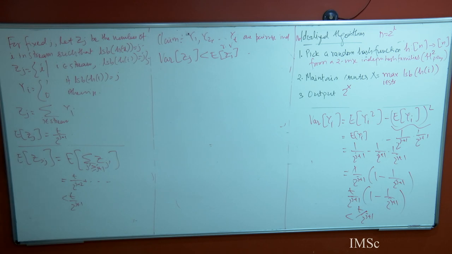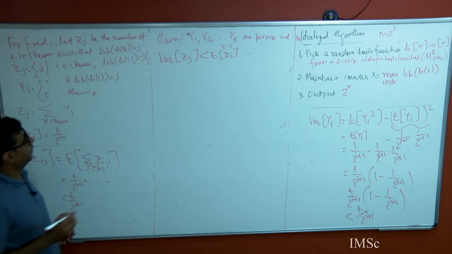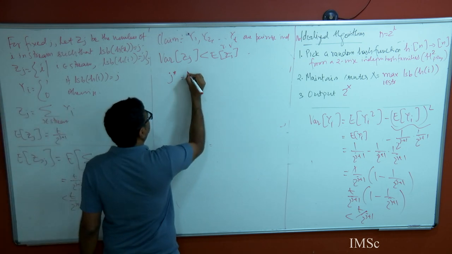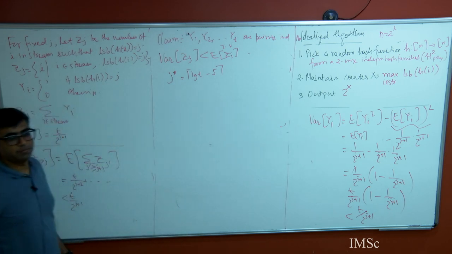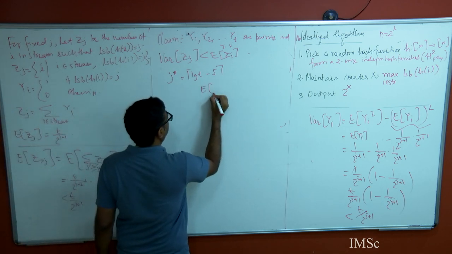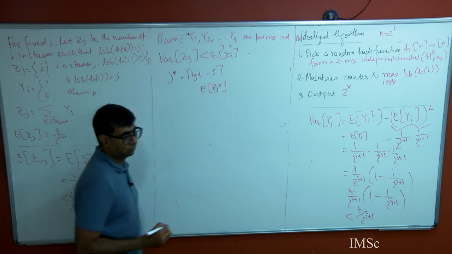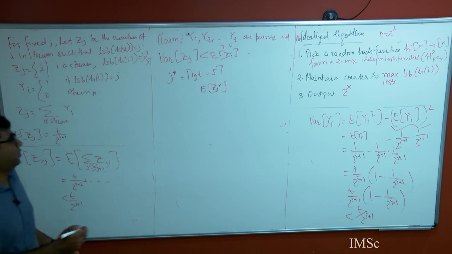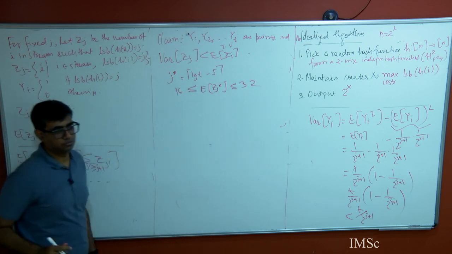Okay. Now, let's ask, suppose J star is log T minus 5, then what is the expected value of J star? What is this? Look, at log T, it was 1. So if I go below, I should get more numbers. It's like between 16 and 32. Okay?